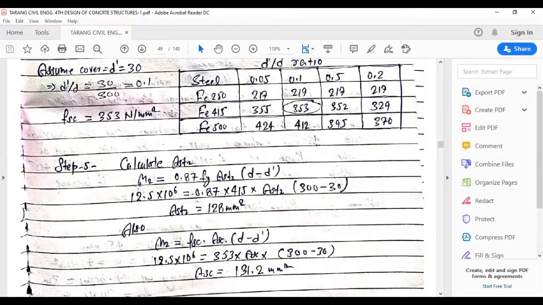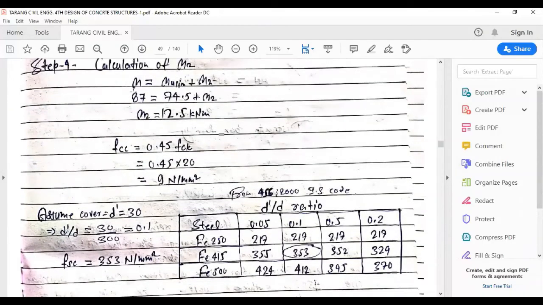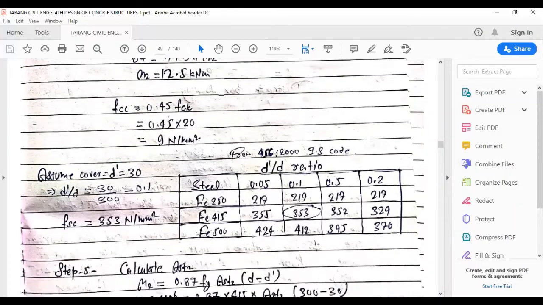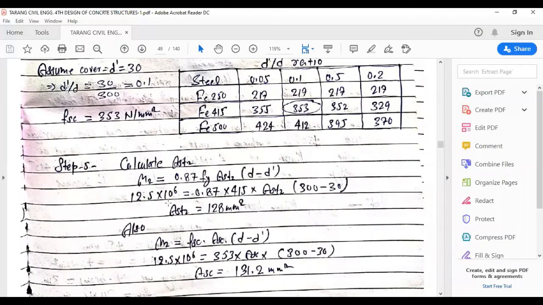M2 we have just found out by subtracting the limiting moment from the ultimate moment, M minus Mu, which came out to be 12.5. So we have substituted that value here, 0.87 Fy, where Fy is 415. AST2 we have to find out, and for D minus D dash we have assumed cover to be 30 mm and D is 300 as given in the question. We arrive at the value of AST2 as 128 mm square. So the area of steel under tension, which is the secondary bars, is 128 mm square.